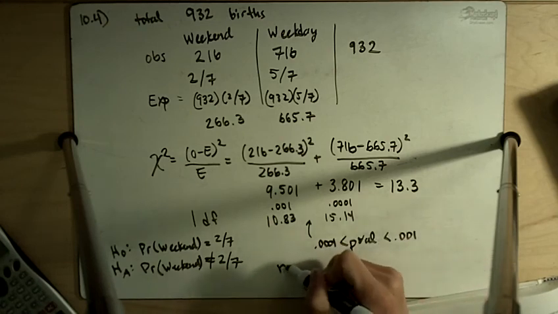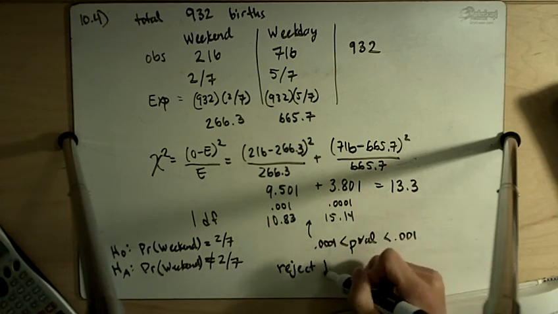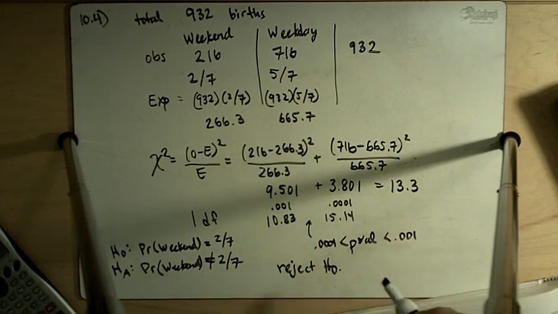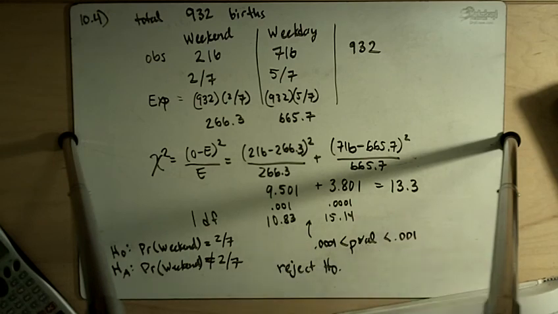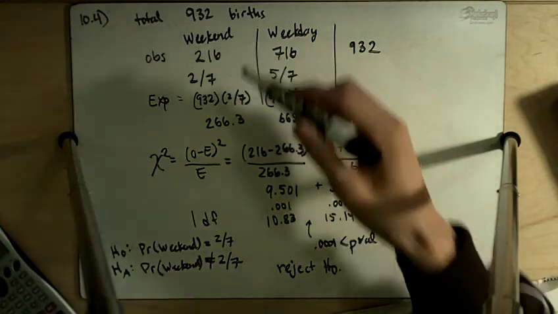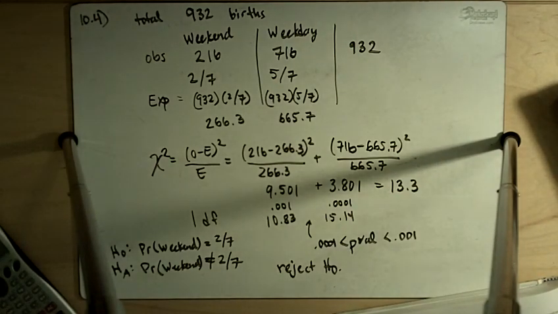And so we reject the null hypothesis, and we say that the probability of being born on the weekend is not equal to 2/7. And apparently it seems that the probability of being born on the weekend is smaller than 2/7 for whatever reason.